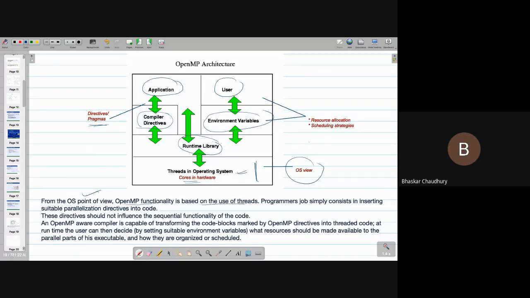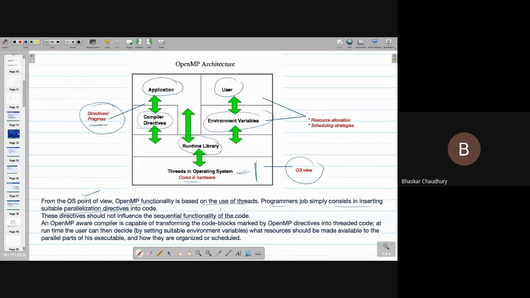So you have multiple threads, which can be mapped to multiple cores. The programmer's job simply consists in inserting suitable parallelism directives into code. So this is where the programmer comes in. We have to know about the available directives and where to put what. These directives should not influence the sequential functionality of the code.